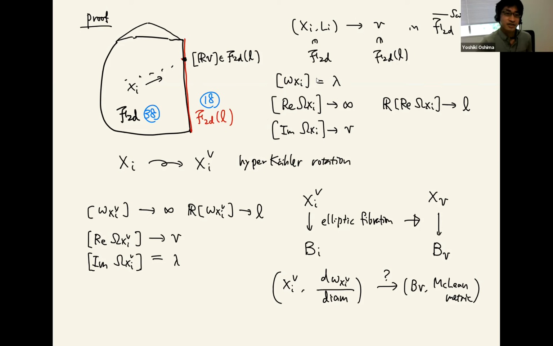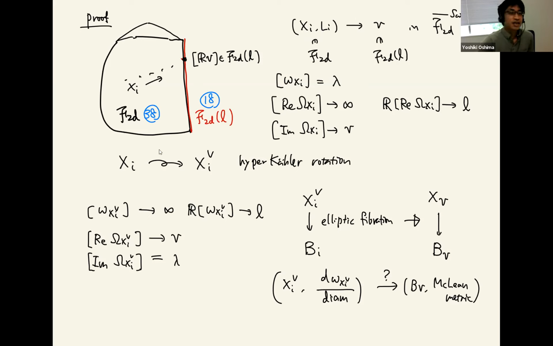The Kähler class is fixed, so the Kähler class is always lambda, and the real part of the period goes to infinity, and the imaginary part goes to V. But if you take the real line through this real part, then it goes to the isotropic direction L. So this is the limit behavior of the periods here. This comes from the topology on this Satake compactification.